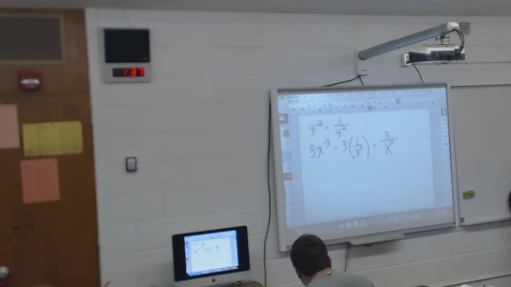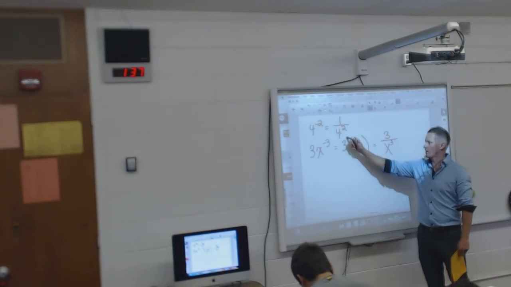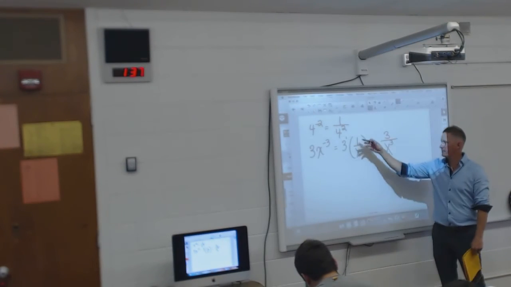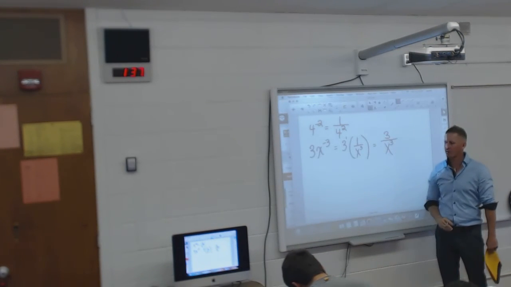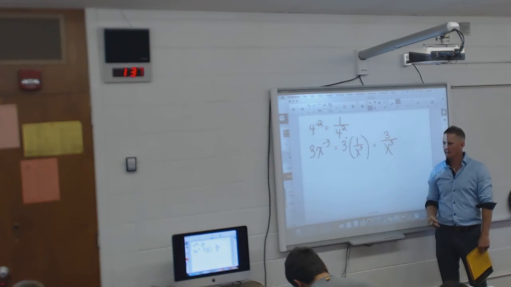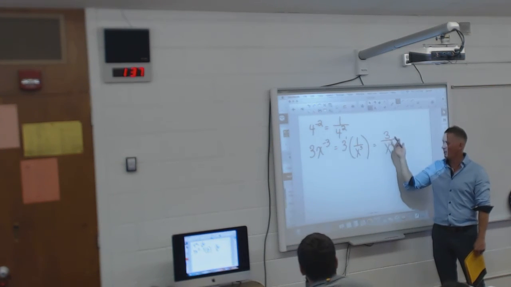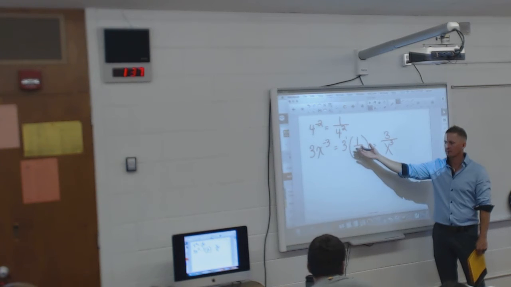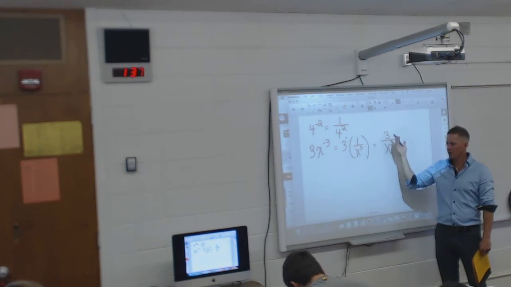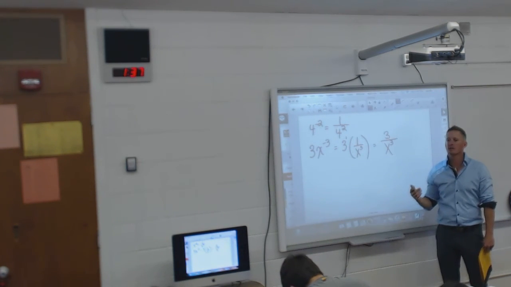Yes, Brock? If you did the 3 and then bracket, in the bracket, 1 over x to the positive 3, is that right too? No, because I want you to understand that this also has an exponent on it. You're not moving it. I want you to have it written as one simple fraction. You'll get a half mark if you do that. If you go to here, you get a full mark.